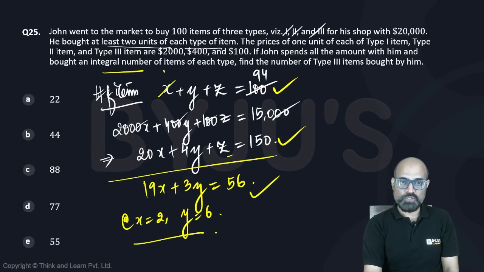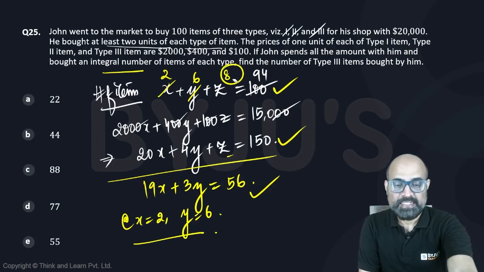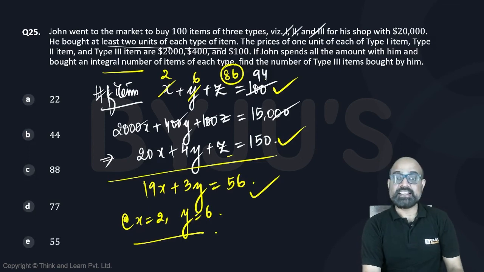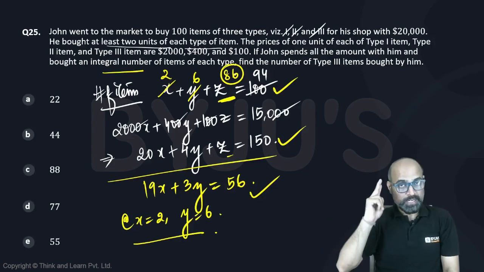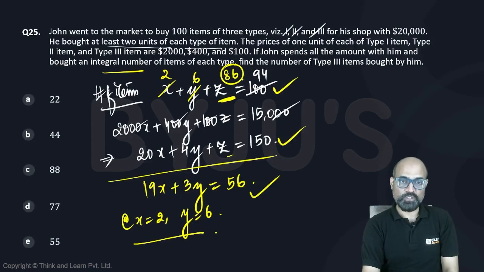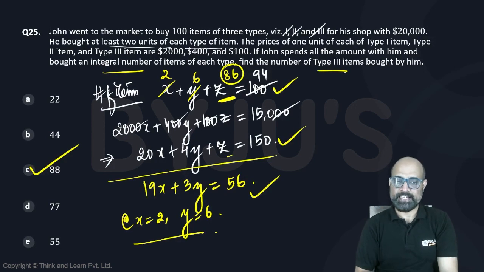So if x is 2 and y is 6, so z is going to be 88. 88 plus 8 is 96? No, 86 plus 8 is 94. So z is 86. But don't forget, we had actually bought 2 items of each X, Y, Z, so 2 items more we have to add. So it's going to be 86 plus 2, 88. So 88 is going to be the answer. So total he bought of type 3 items, total number of items he bought was 88. 86 by solving and 2 which we have already assumed that he has bought.